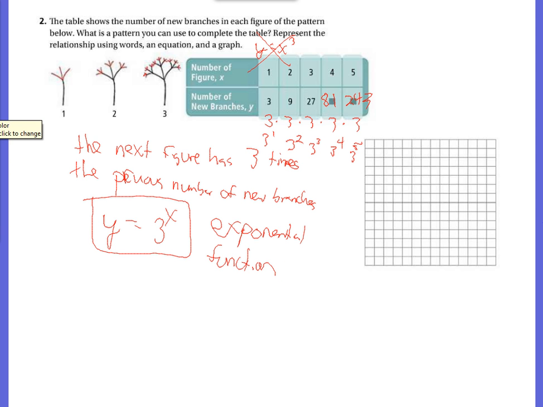So first I want to come up with my graph. I don't have any negative numbers here in this situation. So my origin in the lower left corner is still good. The number of figures, so figure number, goes on the x-axis. And then new branches on the y-axis. And then I can plot my points. No, I need a scale, don't I? So let me change my scale here. 1, 2, 3, 4, 5 by ones is fine on the x-axis. But then I got to get all the way to 243. I got 14 lines.